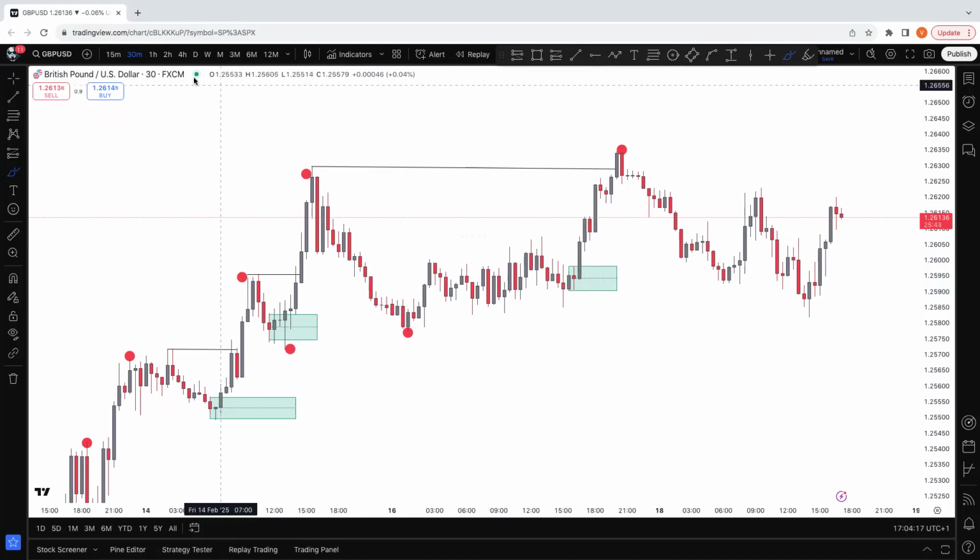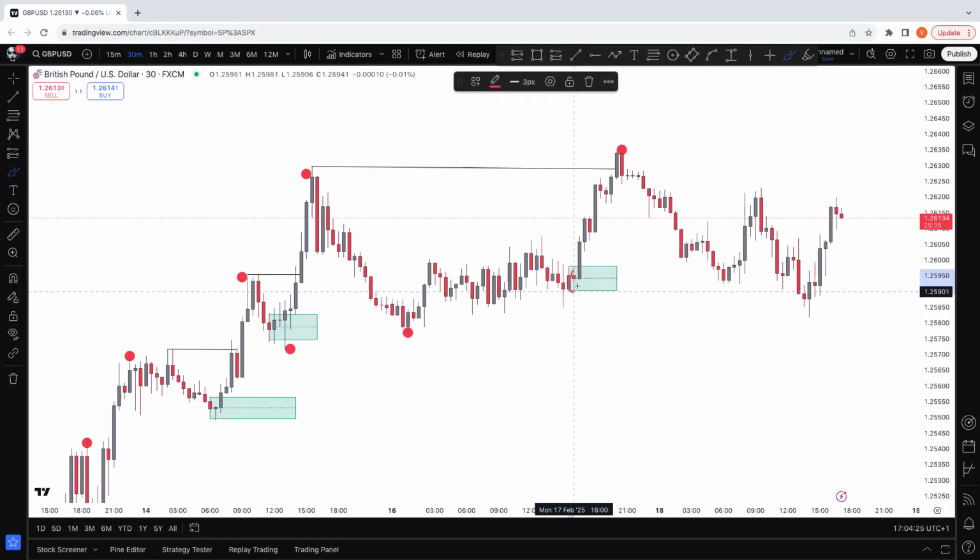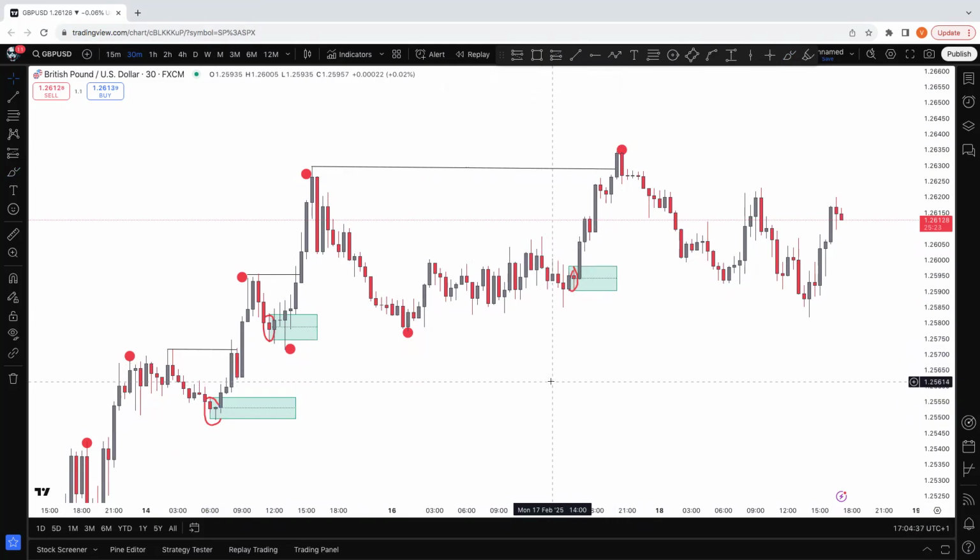And this works across all time frames, not just the 30 minutes time frame I'm using right now. So these are our bullish order blocks. Now the second type of order block we have is the bearish order block.